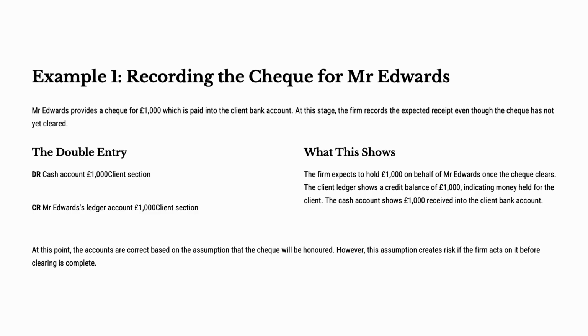Edward's ledger £1,000 in client section. So this shows that the firm expects to hold £1,000 for Mr. Edward once the bank confirms the fund. Nothing is spent yet. This is just the expected position.